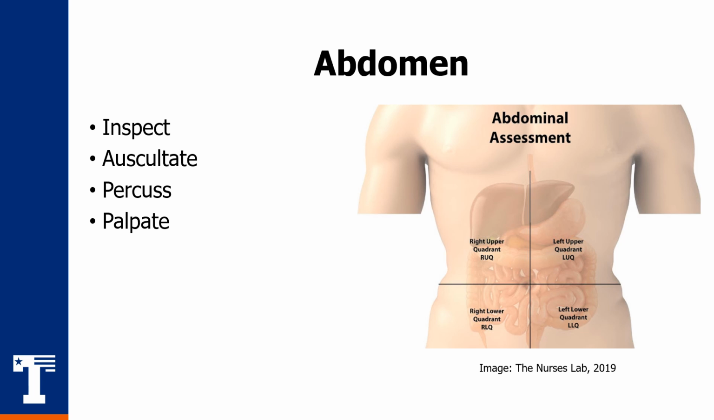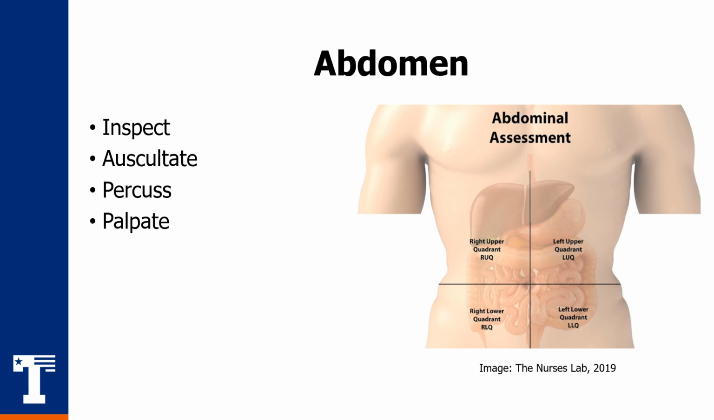To the abdomen. So far, when we've assessed our patient, we started with inspection and then we did palpation and auscultation. We don't do any percussion because you're undergraduate students and you won't be doing any of that. But the abdomen is a little bit different. First, we're going to do inspection, auscultation, and we're going to save palpation for last.